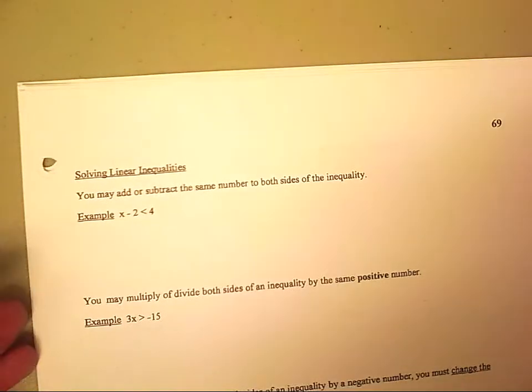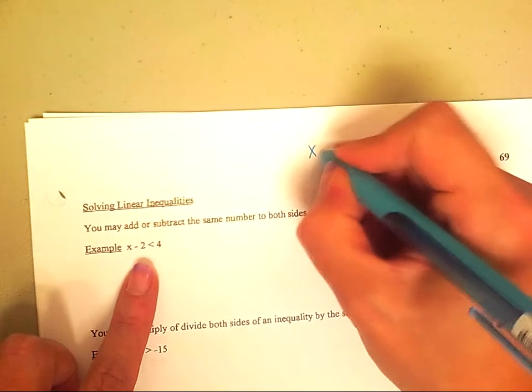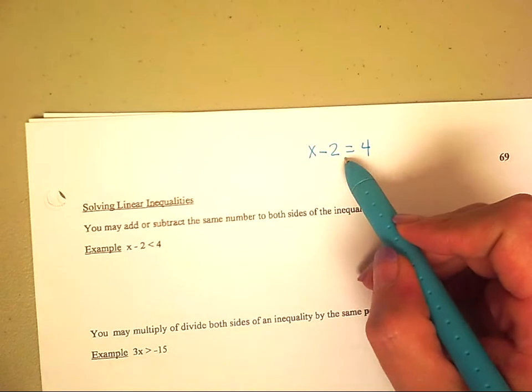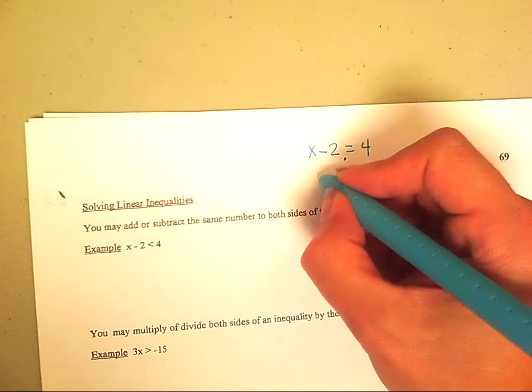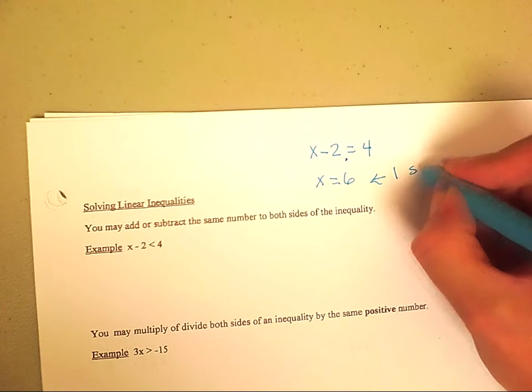Now, when we solved equalities, like for example, if we were solving x minus 2 is equal to 4, this is an equality, okay? We have an equal sign. Then we'd simply add 2 to both sides to get x equals 6. And this was one solution.